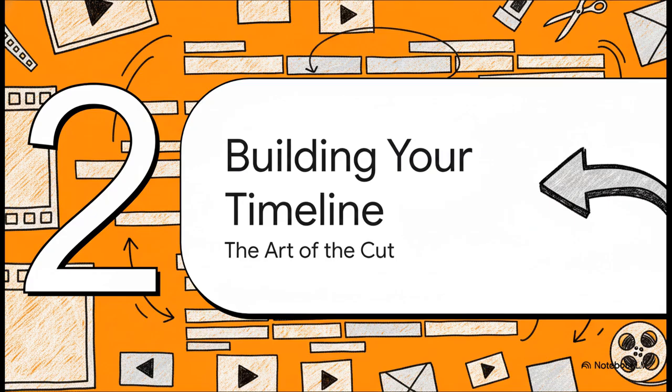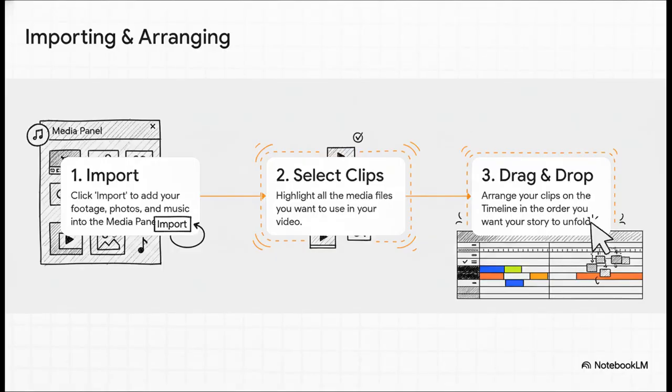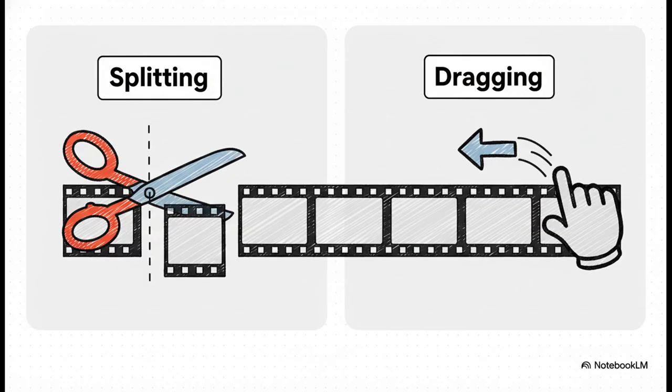Okay, so now that we know our way around the workspace, let's actually start building something. The heart and soul of editing is really simple. It's just picking the best parts of your footage and putting them in an order that tells a cool story. And getting your footage in is so simple. First, you just hit import to get your videos into that media panel we talked about. And from there, you literally just drag and drop your favorite clips down onto the timeline. Put them in the order you want your story to play out. That's it.